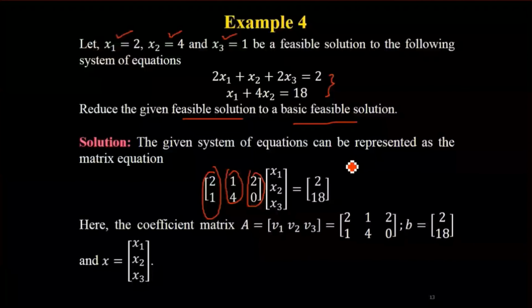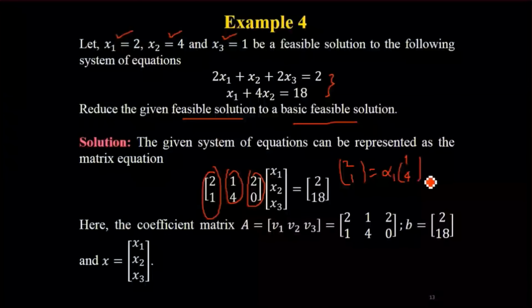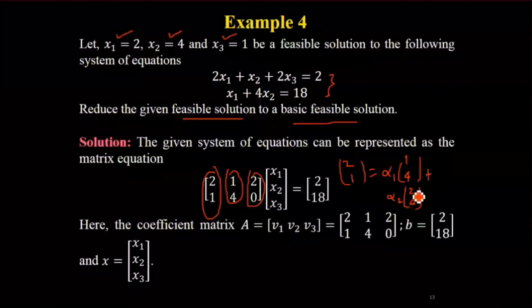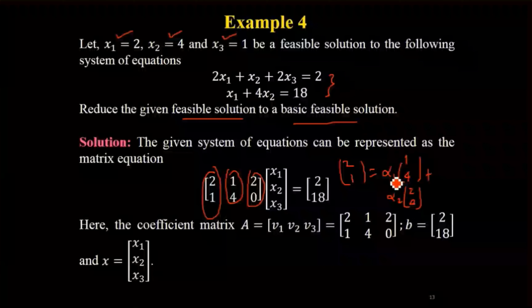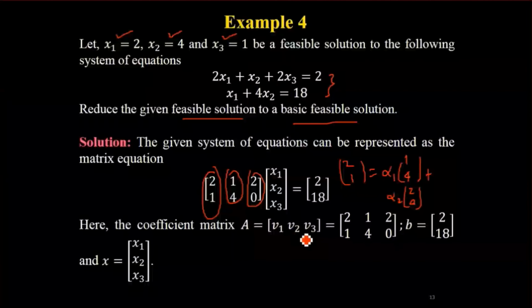Okay, for example, if I want to write (2, 1), then (2, 1) will be maybe alpha 1 into (1, 4) plus alpha 2 into (2, 0). Okay, so if you solve it, you will get some particular alpha values. Okay, this linear combination is giving (2, 1). Now we will see those things.